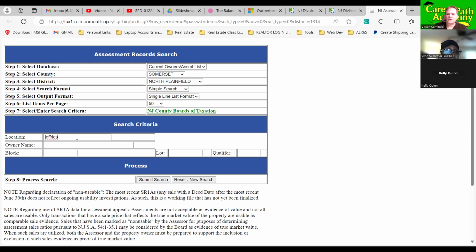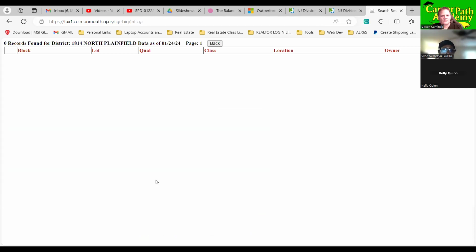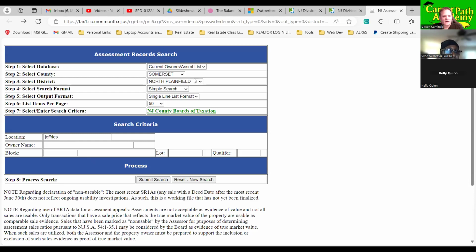Okay, so we can just put in Jeffries. We're not even putting in an address there, not even going to write in place. If there's a Jeffrey's Place, Jeffrey Road, Jeffrey whatever, we're going to come back with a lot of search results. But nope, did I misspell something? Hold on. No. Somerset, North Plainfield, Jeffries.